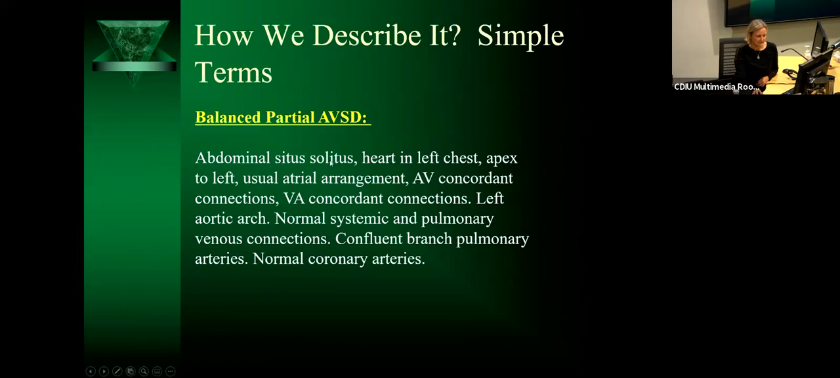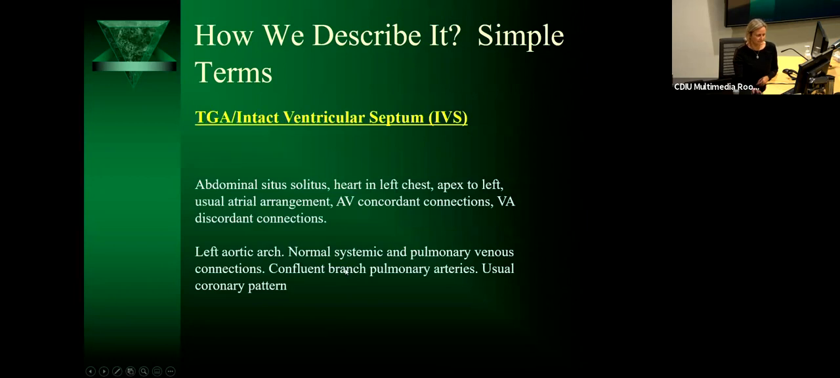Abdominal situs solitus, so the abdominal organs are where they should be, where we expect them to be. Heart is in the left chest. Apex is pointing to the left. The atria are the usual atrial arrangement. AV concordant connections, VA concordant connections, leftward aortic arch, normal systemic and pulmonary venous connections, confluent branch pulmonary arteries, and normal coronary arteries.